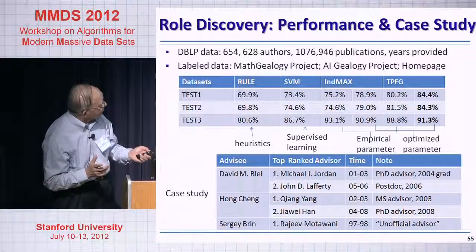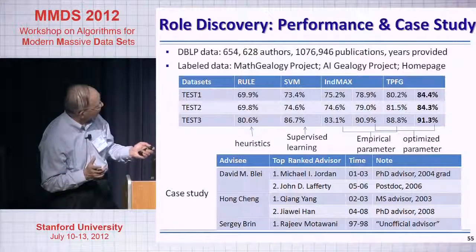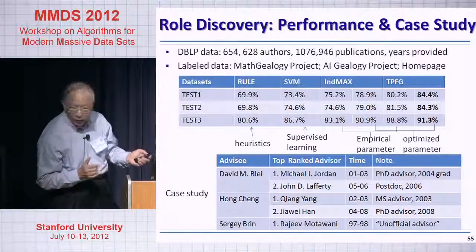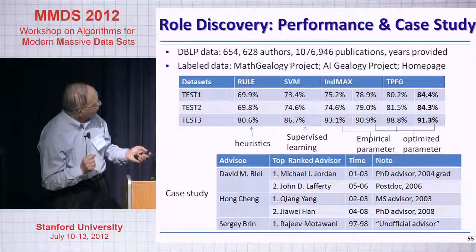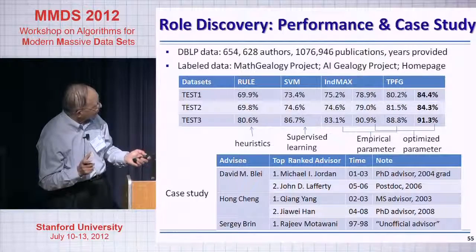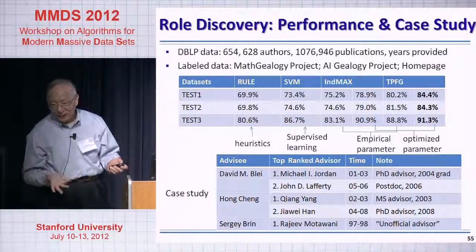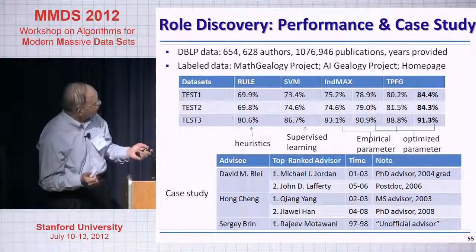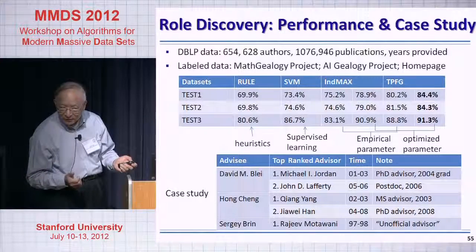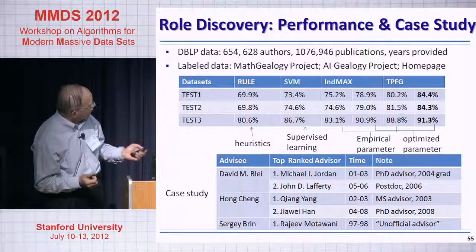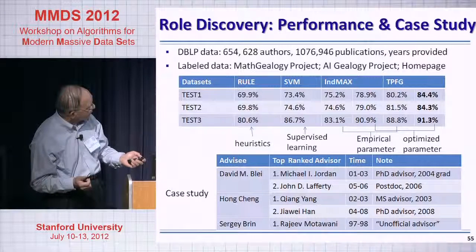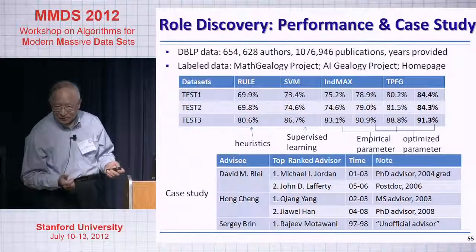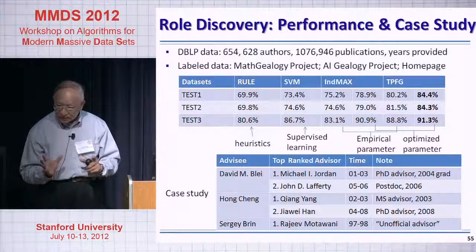David Blake got a PhD from Michael Jordan in 2004, and our prediction is indeed Michael Jordan, with the time 01 to 03, based on the publications. The other one is 05, 06; based on this short time, it's unlikely to be a PhD under John Lafferty, actually it's a postdoc. Even using my own student, the student found two, one's Chang, one's me, and even the year and publications are almost exactly identical to the prediction.